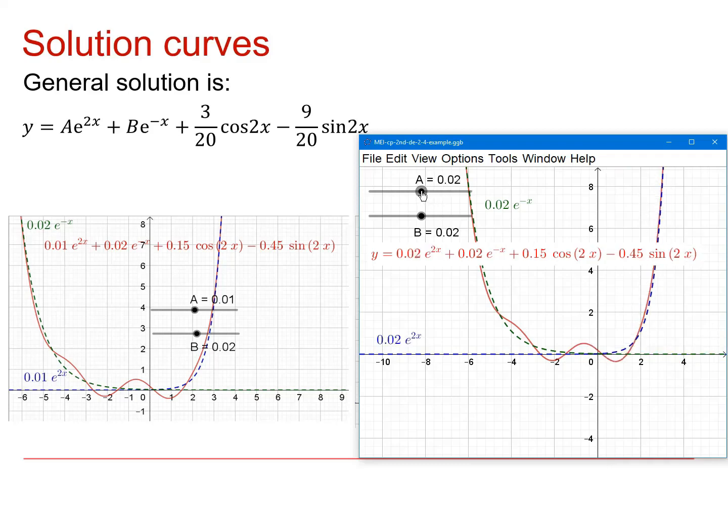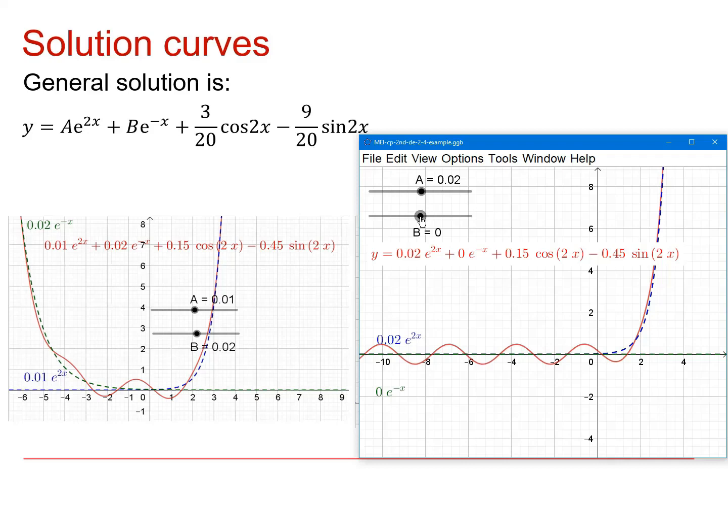If we do a similar thing for b, the same thing happens, but it happens on the left-hand side this time, and you'll see we haven't got any e to the minus x's, and e to the 2x is vanishingly small back here, so everything is being driven by the cos and sine functions.